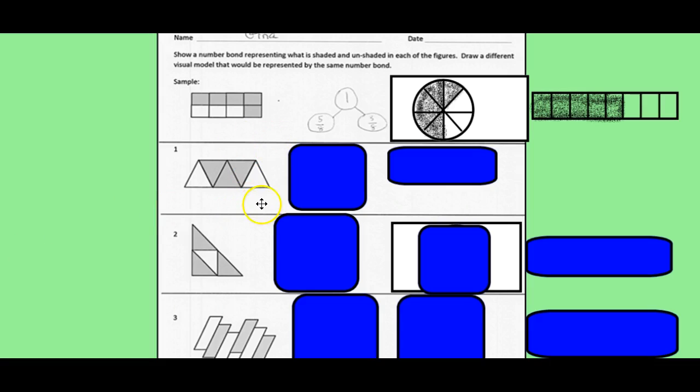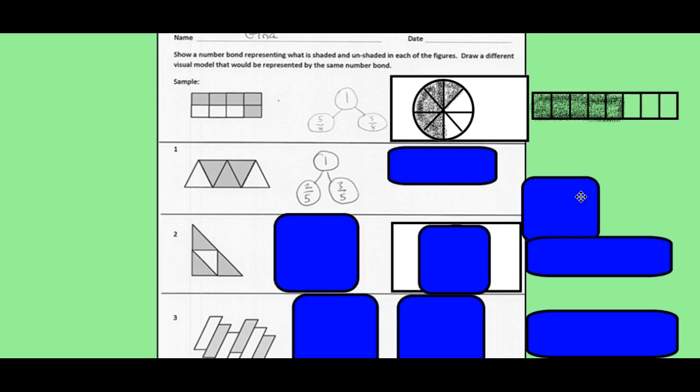So when we're looking at number 1, we know that this whole entire shape is going to be one whole, so we know that our number bond is going to have a 1 at the top. We know that there are 3 parts that are shaded and that there are 2 parts that are not shaded. So if you had 3/5 in this circle and 2/5 in this circle, that's fine. Both answers would be correct as long as you're telling me what's shaded and what's not shaded.